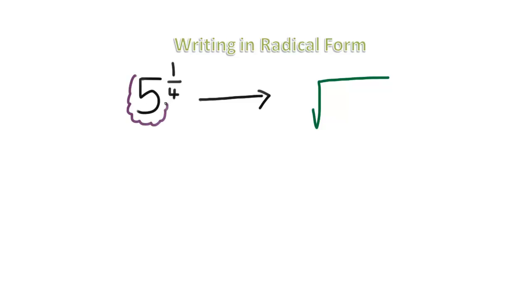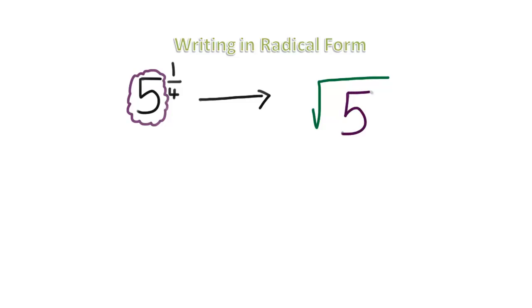Now, what if I have, let's say, 5 to the 1/4, in exponential form, so that's the expression. I want to put that into a radical. So we'll draw our radical here, and the 5 will go inside the radical. So this 5 here will be inside the radical.